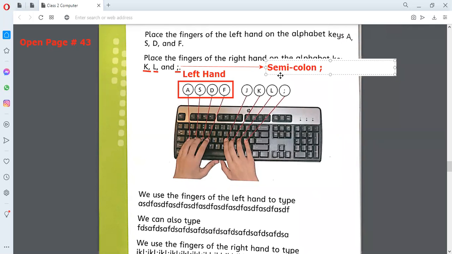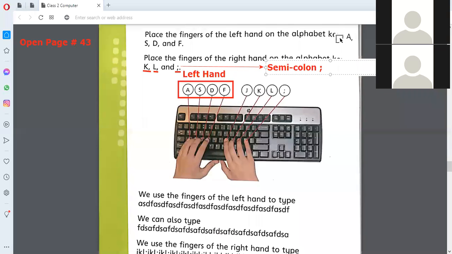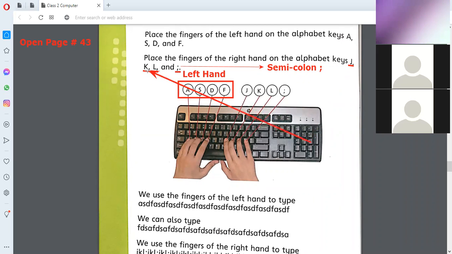Along with it, we have to place our right hand on the four keys. What are those four keys? The first key is J. We place the index finger of the right hand on J. Then we place our middle finger on K. Then we place our ring finger on L. And then we place our little finger on the semicolon.